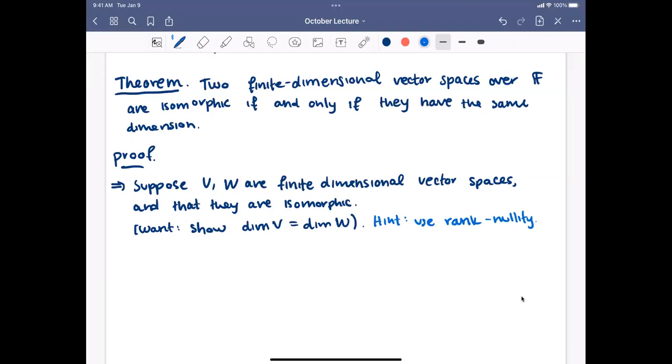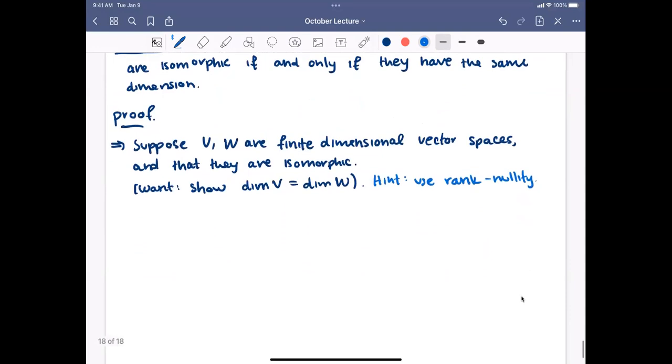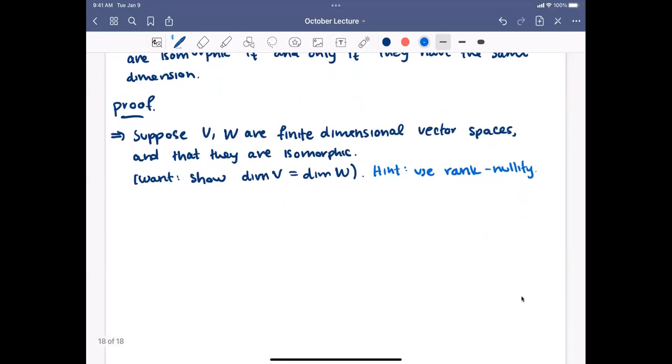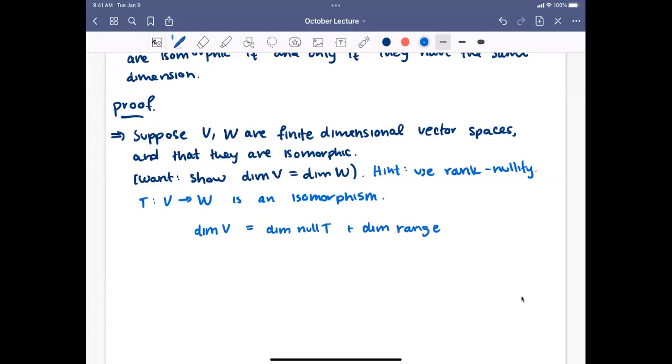Okay, so let's go ahead and prove this direction. So the hint was to use the rank nullity theorem. So let's suppose that T from V to W is an isomorphism. Okay, then by the rank nullity theorem, we can just write dim V is equal to dim null T plus dim range T. And then what do we know about dim null T and dim range T?